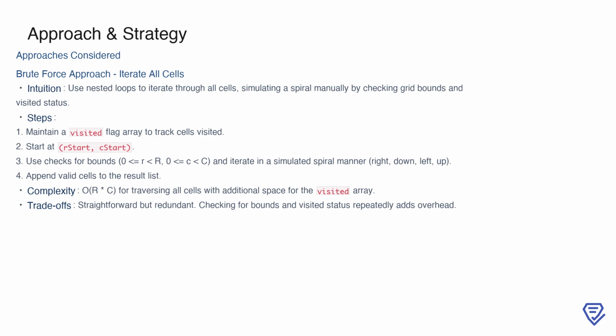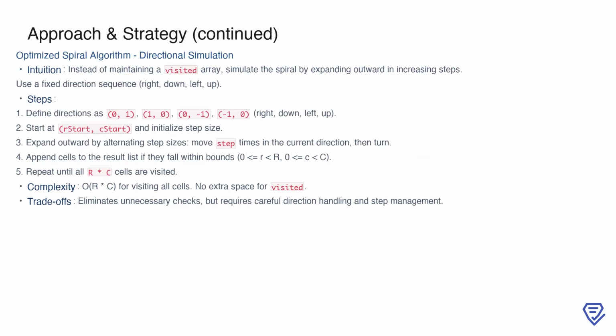Overall, while functional, this method has some clear trade-offs in terms of efficiency and redundancy. An optimized strategy for solving this problem is the directional simulation approach, where we eliminate the need for a visited array by simulating the spiral outward in incremental steps. The core idea here is to use a predefined sequence of directions, right, down, left, and up, represented as coordinate changes (0, 1), (1, 0), (0, -1), and (-1, 0).